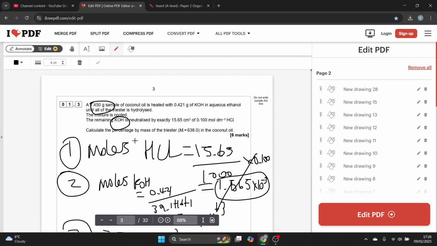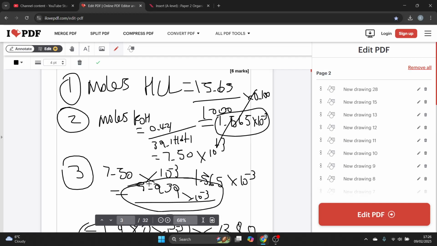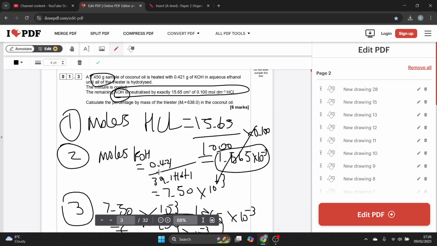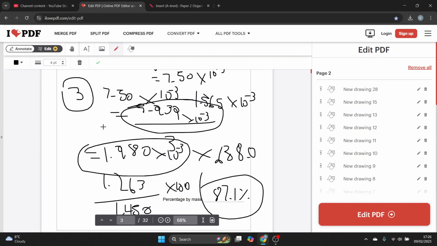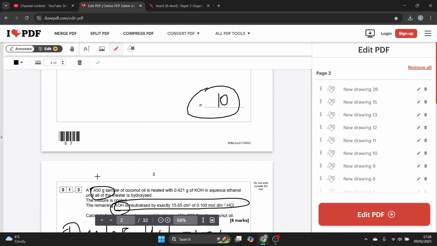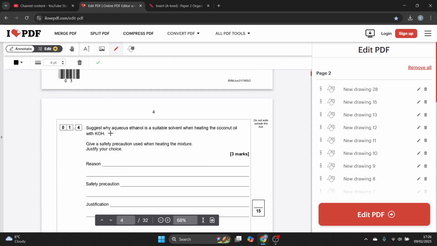Now let's actually think about what else I need to do. So find out the moles of HCl, find out the moles of potassium hydroxide. Potassium hydroxide is neutralized by the moles of HCl, by this much of HCl. Then do big number minus small number, you get this. Then realize that it's a 1 to 3 molar ratio, so I need to divide that by 3. And divided by 3, I get this many moles of the ester, then times by the Mr, and then the mass over the total mass times by 100 to get 87.1%.